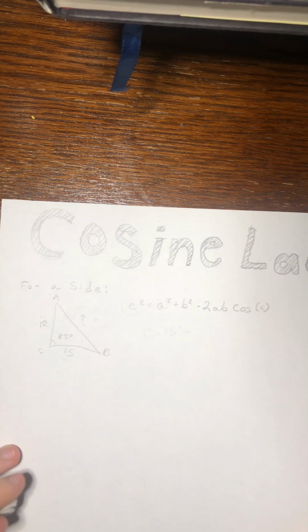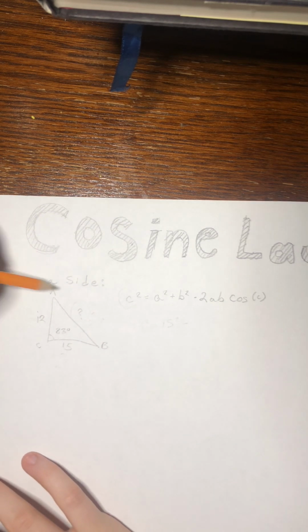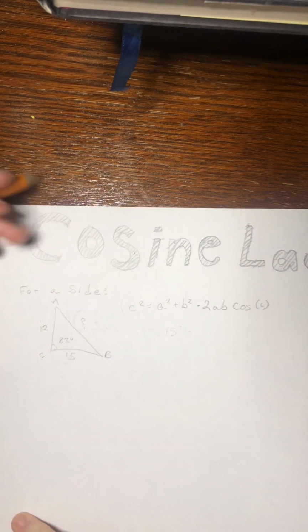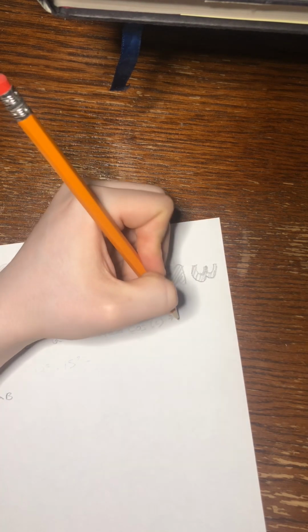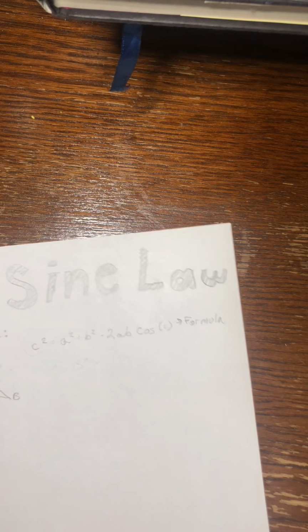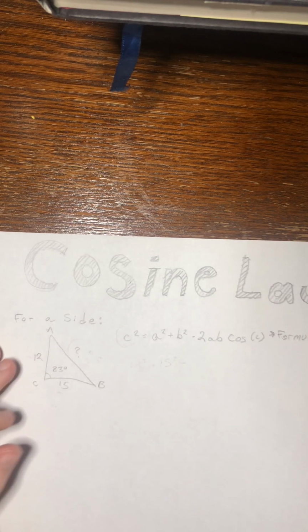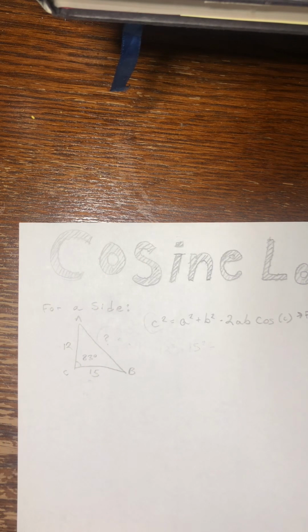So today we are solving for a side, and as you can see written out here, this is the formula for cosine law. If you are solving for a side, it gets a little different when you're solving for an angle, but we'll discuss that later in a different video. So here is our question.